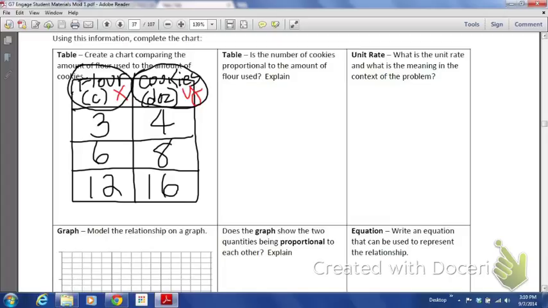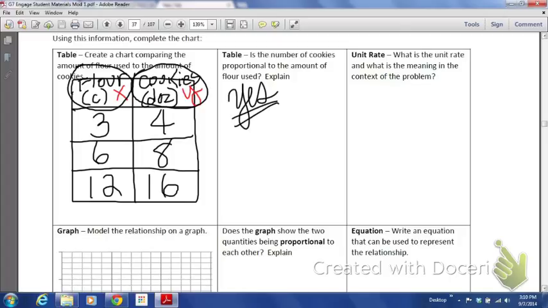If you did it my way, it would have been 3 cups of flour yielded the 4 dozen cookies. I just chose a few other values. You could have chosen any other values you wanted to: 6 cups of flour for 8 dozen cookies, 12 cups of flour for 16 dozen cookies. Now, the question here about the table: is the number of cookies proportional to the amount of flour used? Like I said before, we know it is. The answer is yes.